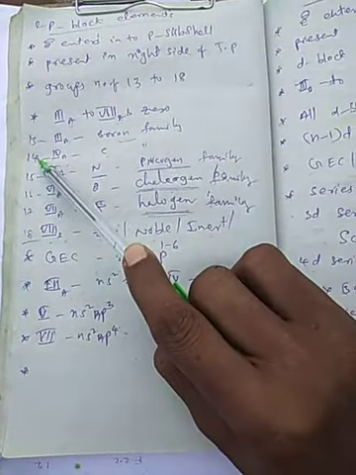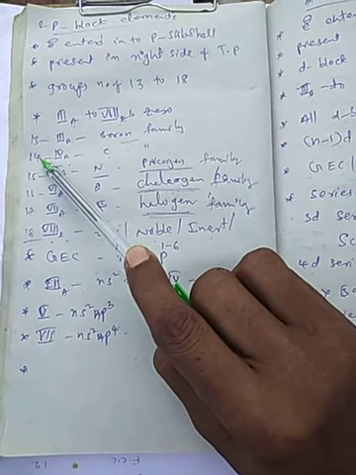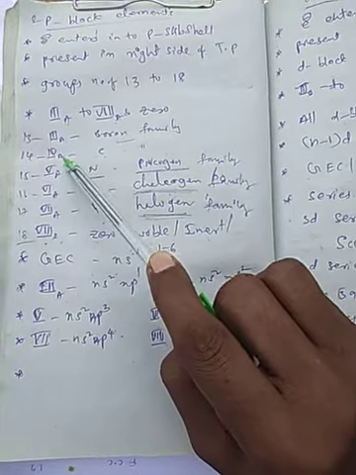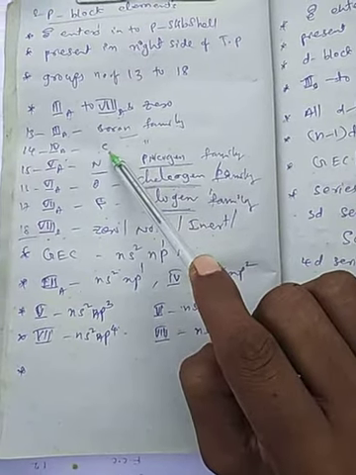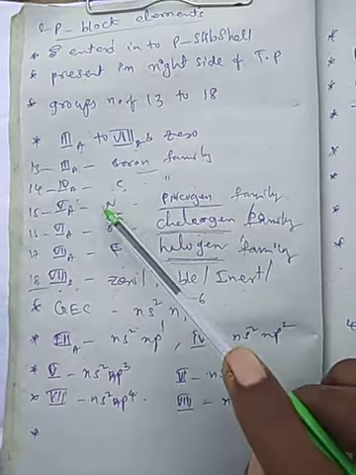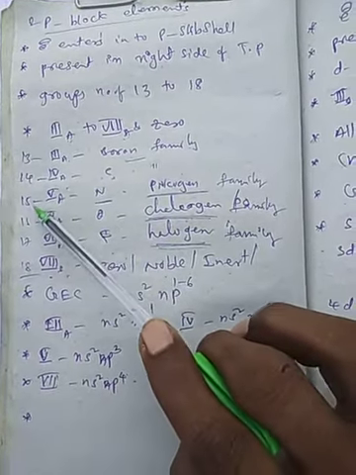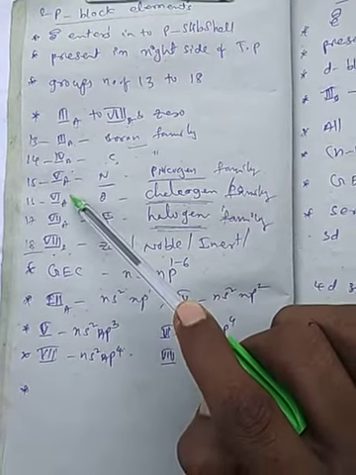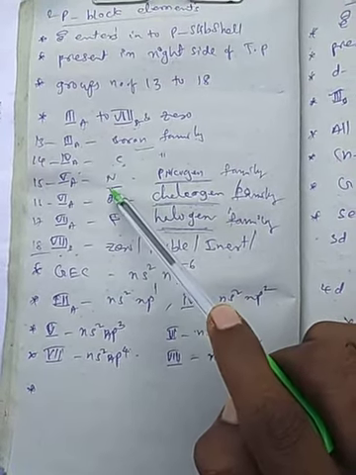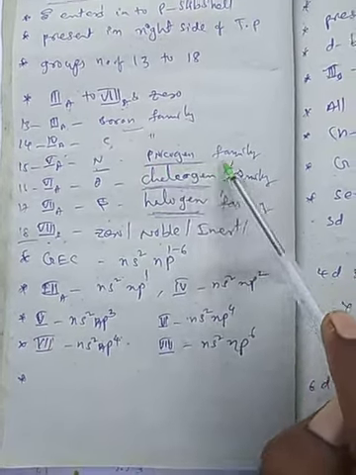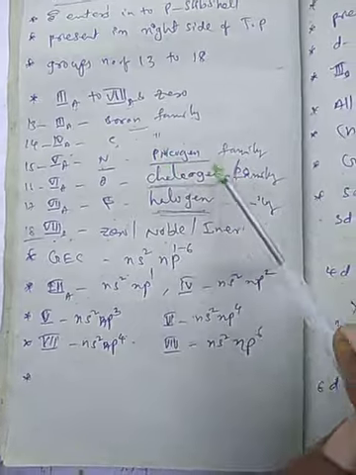The 14th group is represented as 4A in Roman numerals. These 4A group elements are called the carbon family. The 15th group is represented as 5A. These elements are also called the nitrogen family, or pnictogen family. The P is silent; it is the pnictogen family.